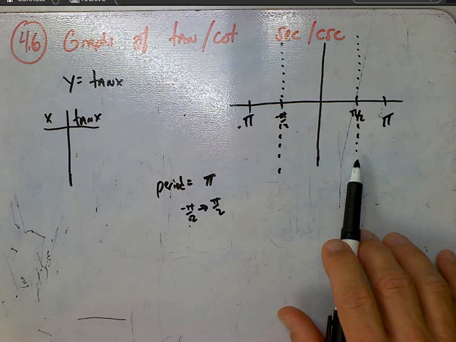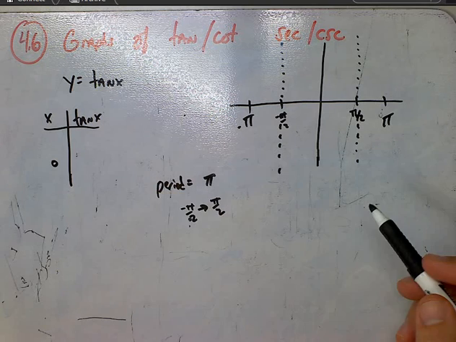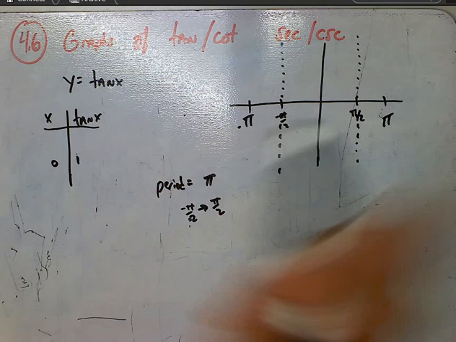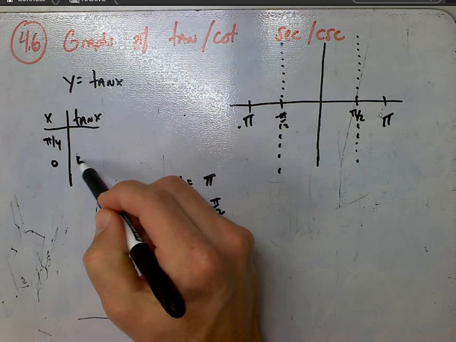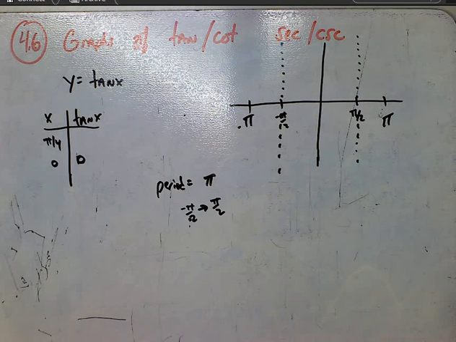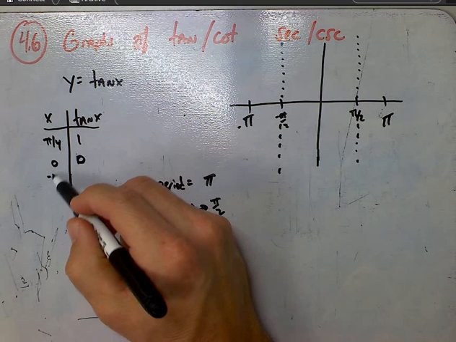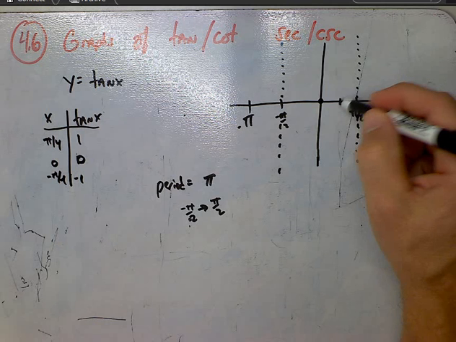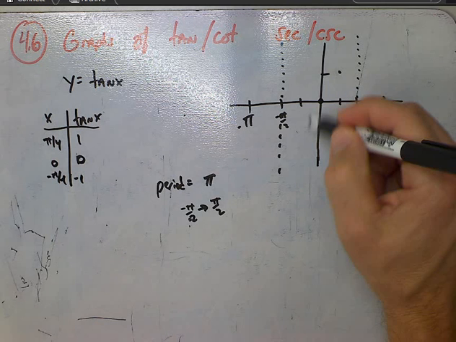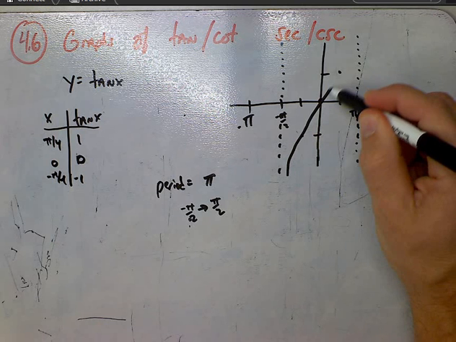And so some points I might want to use: if x is 0, the tangent is 0, my mistake. The tangent of pi over 4 is 1, and the tangent of negative pi over 4 is negative 1. So 0, 0, pi over 4, 1, negative pi over 4, negative 1. And so one period of the tangent graph looks like that.